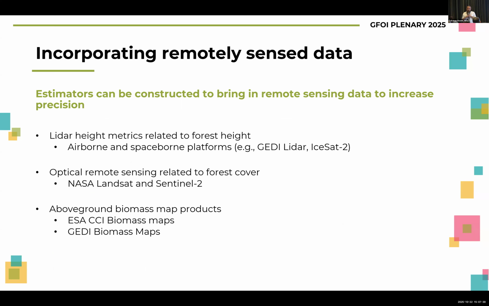So what we would like to do is figure out a way to incorporate remote sensing data to increase the precision of our estimates without having to put in additional plot data. We could use LiDAR metrics, which give us measurements of essentially forest height, and we can use those inside different types of estimators. There's also optical remote sensing data, like from Landsat or Sentinel-2, but we can also bring in above ground biomass maps that are publicly available, such as ESA's CCI biomass map or the GEDI biomass map. These are all free to the user to download and use to help improve our estimates of biomass on the ground.